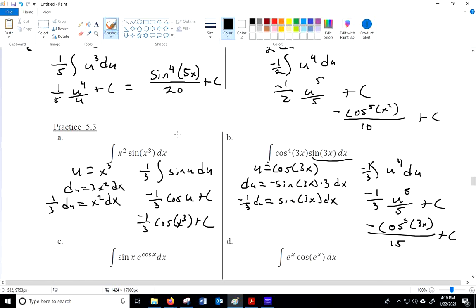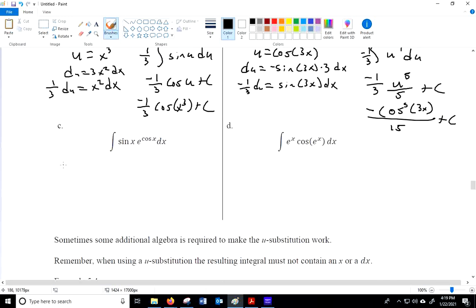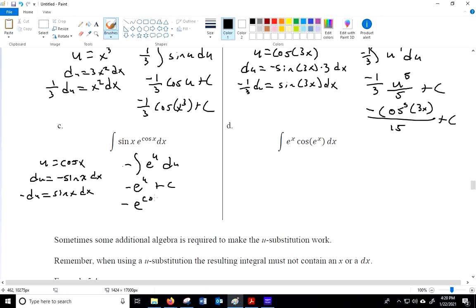All right, let's take a look at the next one. Sine of x times e to the cosine of x. I'll let u equal cosine of x. So du is negative sine x dx, because we're taking the derivative of a cosine. So it's a negative du equals sine x dx. All right, so this is e to the u, because u is cosine x. Sine x dx became a negative du, and I'll just pull the negative out in front. So this is negative e to the u plus c. When you integrate, negative e to the cosine x plus c.